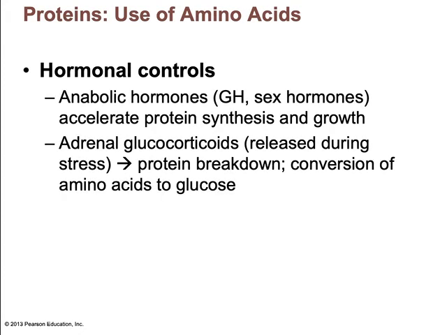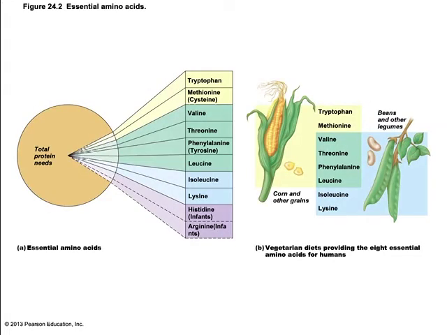Hormonal controls: anabolic hormones such as growth hormone, testosterone, and estrogen accelerate protein synthesis and growth. Anabolism, remember, is to build large things from tiny things. Glucocorticoids promote protein breakdown and the conversion of amino acids into sugars, and that raises the carbohydrate level in the blood, the glucose level.